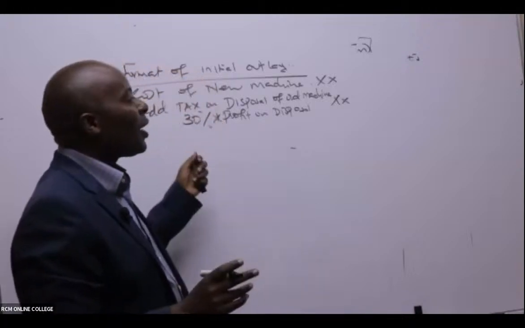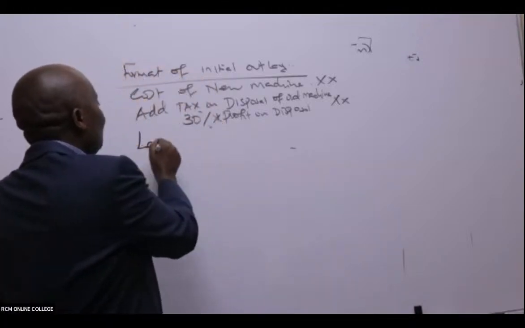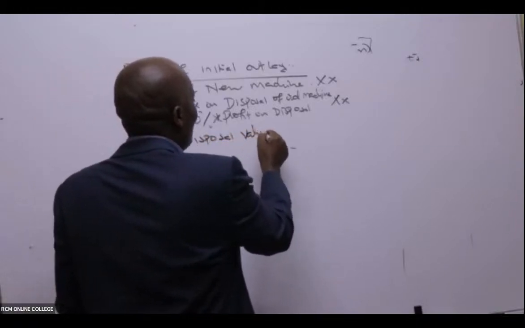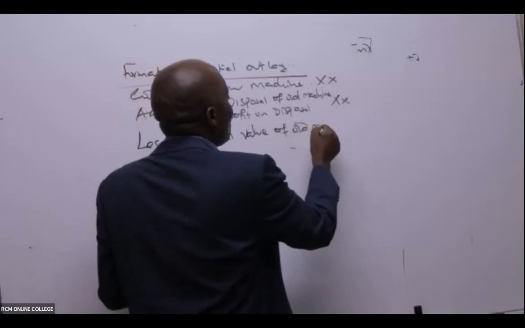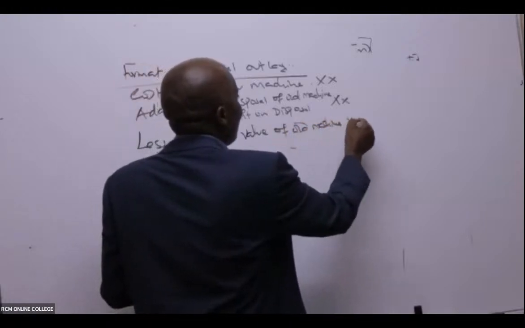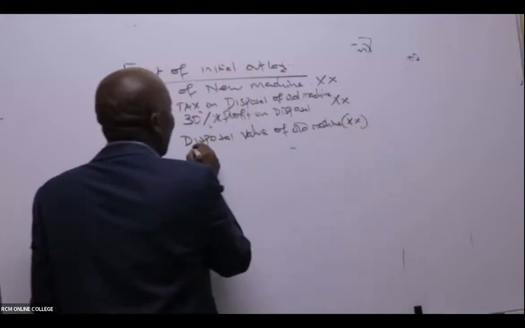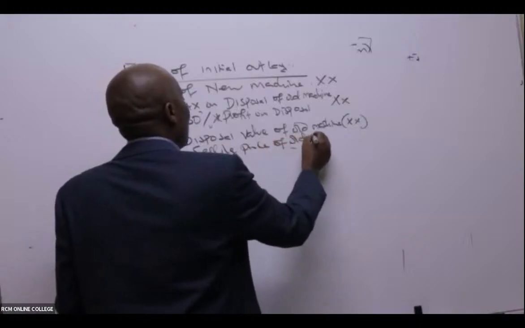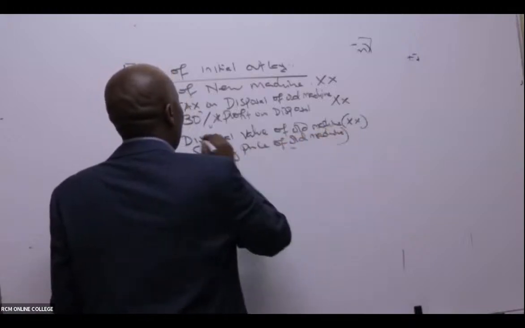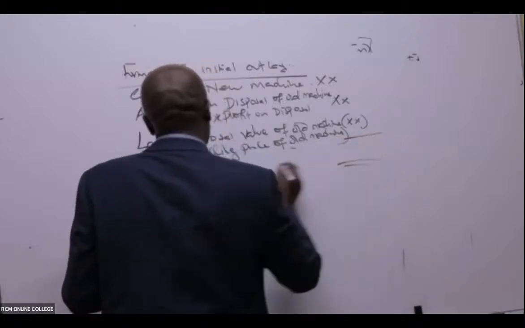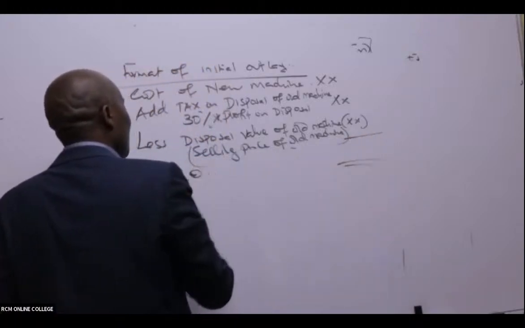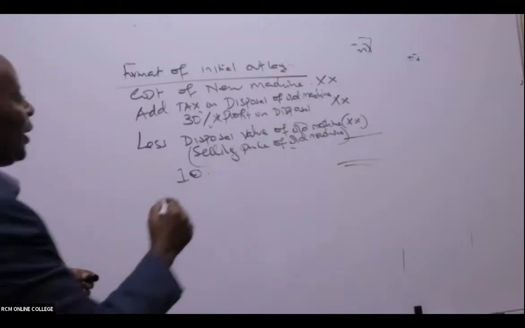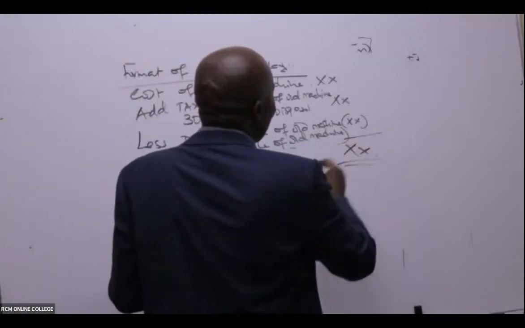So that will have to go to your initial cost. But now you're going to get some relief. You're going to less the disposal value of the old machine, the selling value, the selling price of the old machine. And then you get the IO, the initial outlay. Now, this is not hard at all.